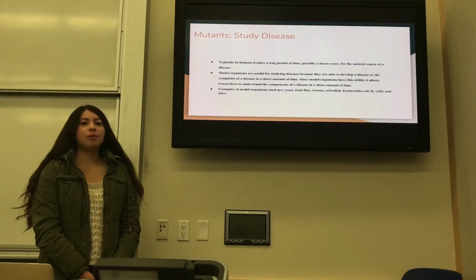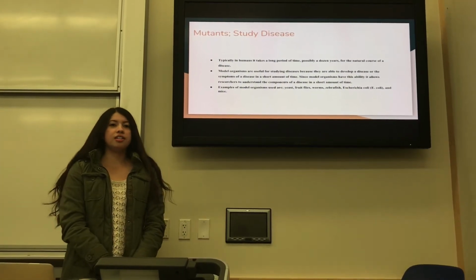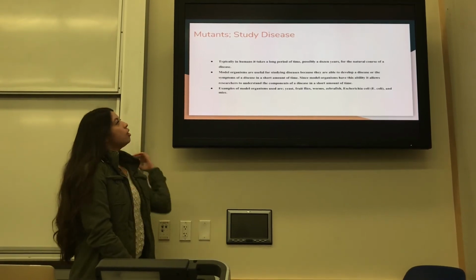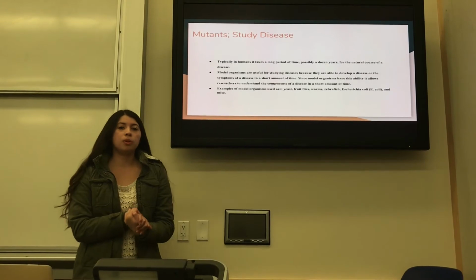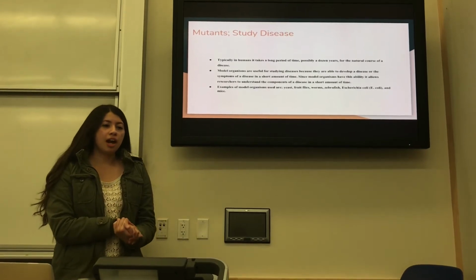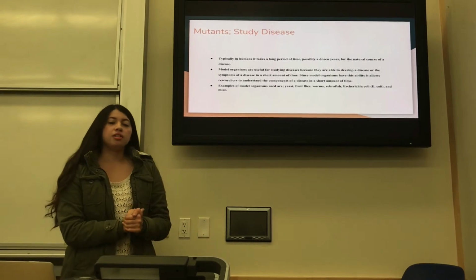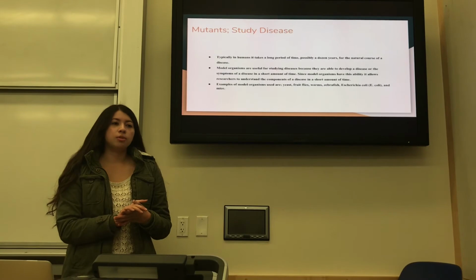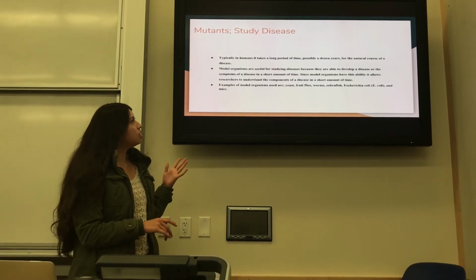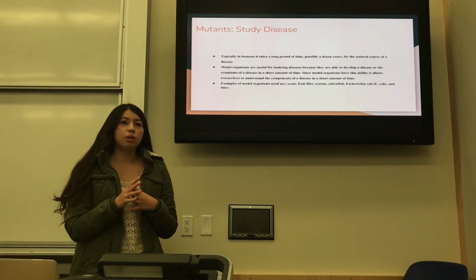So the reason why we use the model organisms and mutants as discussed earlier is to study diseases. Typically the natural course of a disease in a human takes an extremely long time. But on the other hand, if we were to use model organisms, this allows us to study diseases in a shorter period of time. So we can have the symptoms develop in a much smaller time frame compared to humans.